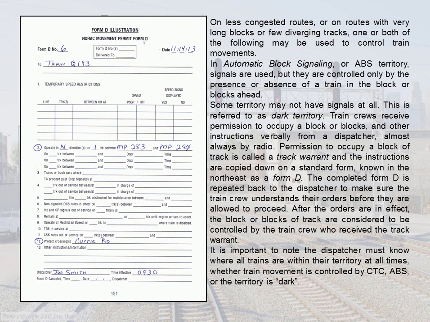After the orders are in effect, the block or blocks of track are considered to be controlled by the train crew who received the track warrant. It is important to note that the dispatcher must know where all trains are within their territory at all times, whether train movement is controlled by CTC, ABS, or the territory is dark.